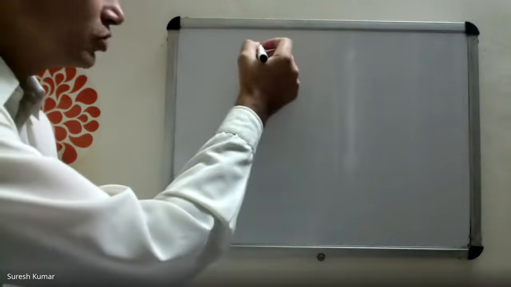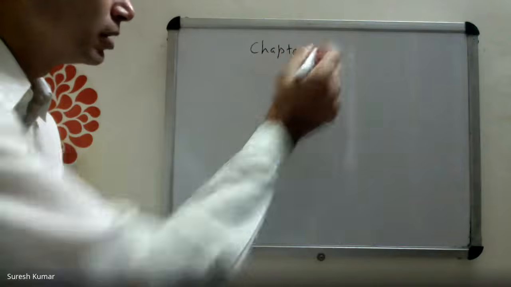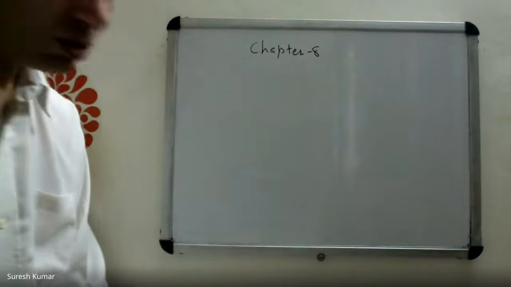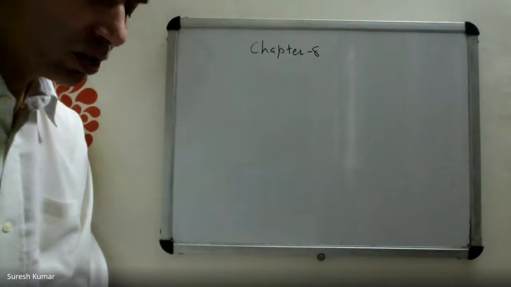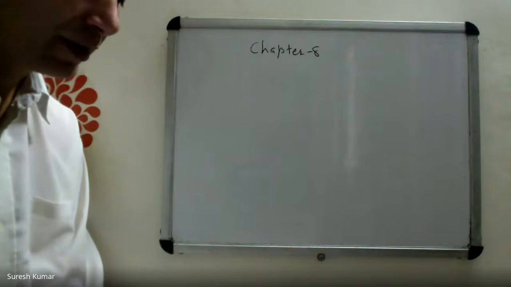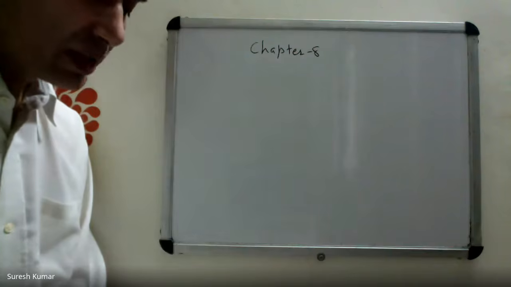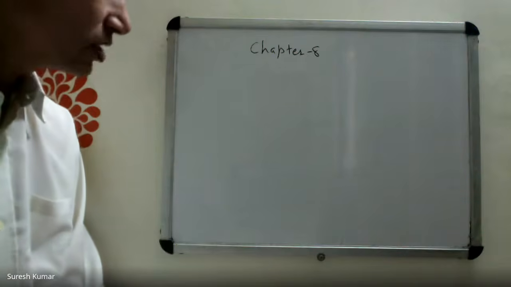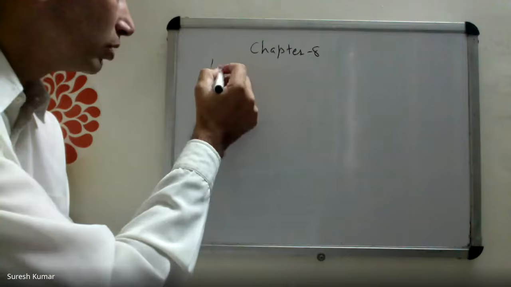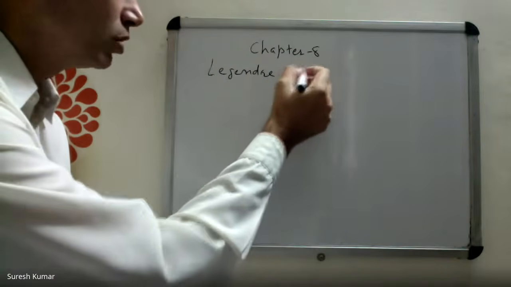So today we begin chapter 8. This chapter pertains to some special functions which are of practical importance. That's why those functions and their properties are studied separately in detail. So the functions are Legendre polynomials and Bessel functions. So first let's see what are Legendre polynomials.